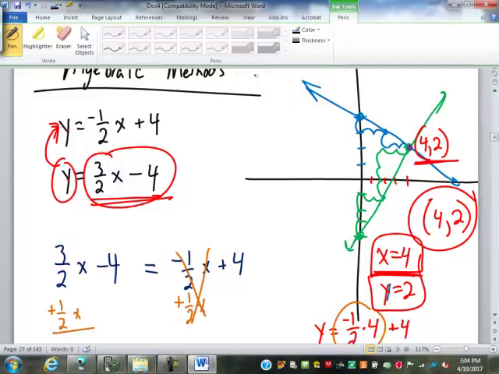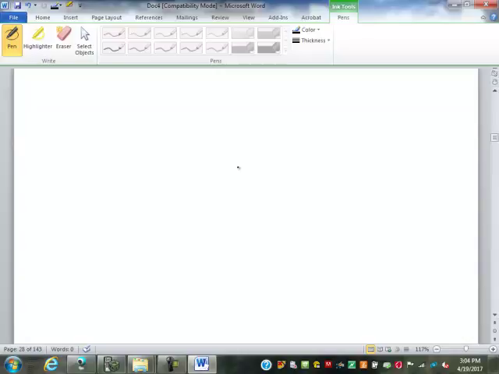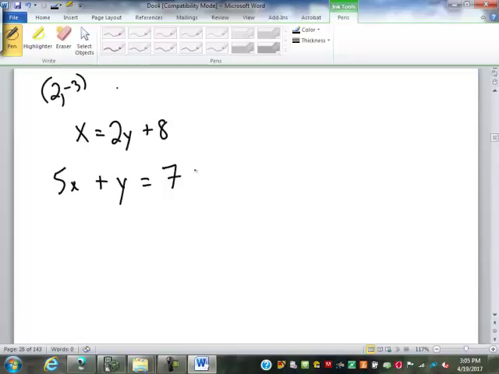We took an expression for this y and put it in there. Not all of our systems of equations are going to be this neat, though. They're not going to be solved for one variable or the other. So let's take something like, 2 negative 3 is going to go in the solution here. Let's do x equals 2y plus 8. 5x plus y equals 7.